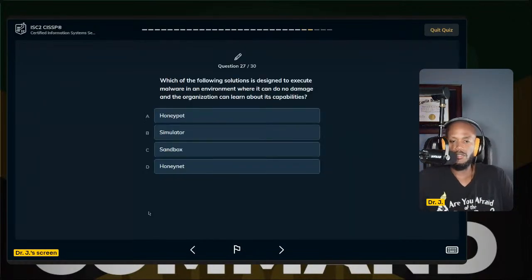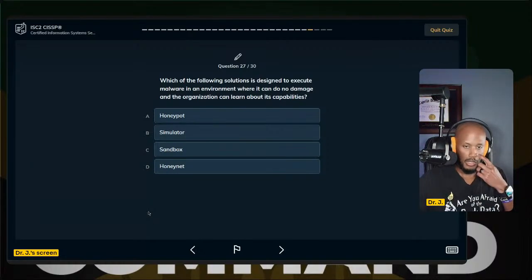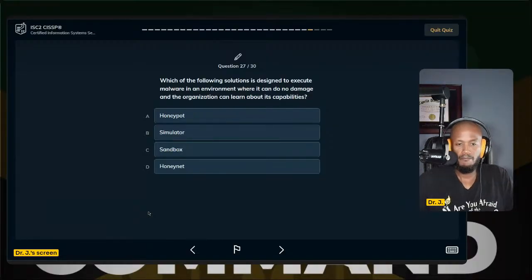All right, which of the following solutions is designed to execute malware in an environment where it can do no damage and the organization can learn about its capabilities? Should be sandbox, or is it honeypot? With a honeypot, you're watching an attacker and how they carry out an attack on a fake network. But with a sandbox, you're actually executing the malware in a controlled environment. This should be sandbox.